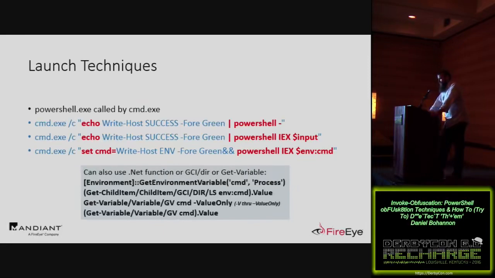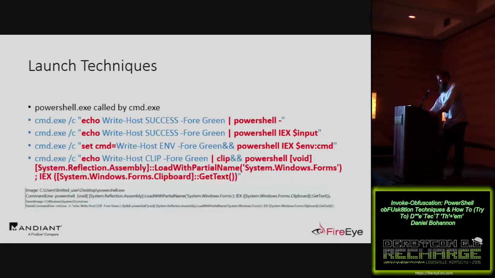And there's more than one way, of course, to retrieve the value of an environment variable. Here are the ways that I've found so far. I'll leave that in there for later reading. You can also use clip. You can basically have cmd echo the PowerShell command to clip, and then spawn a PowerShell process to rip whatever's in the clipboard out and execute it. And this actually spawns clip.exe, a separate process, so I don't know if you're looking for clip.exe running, but maybe interesting.